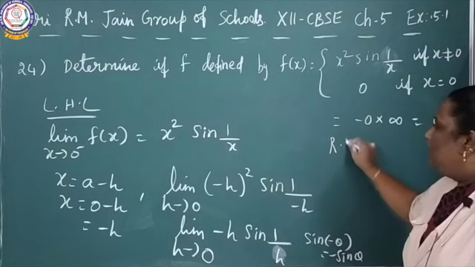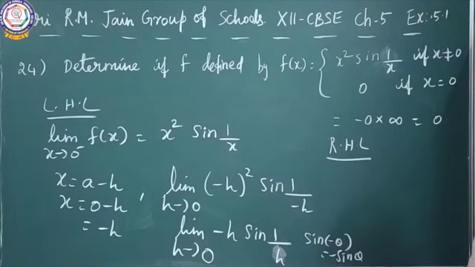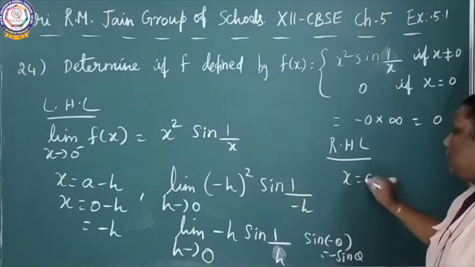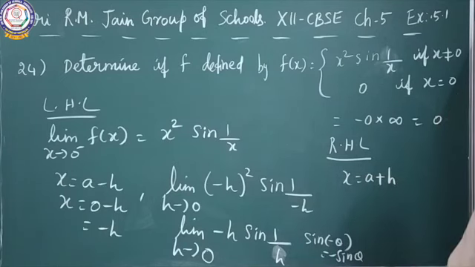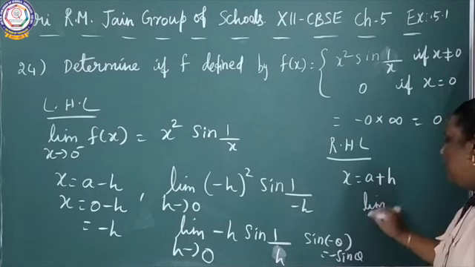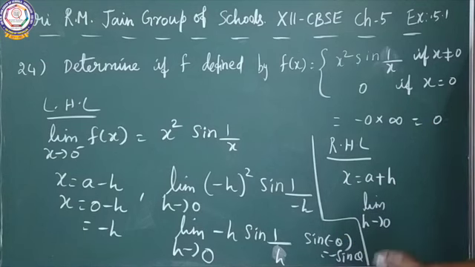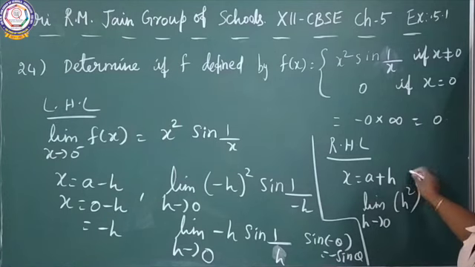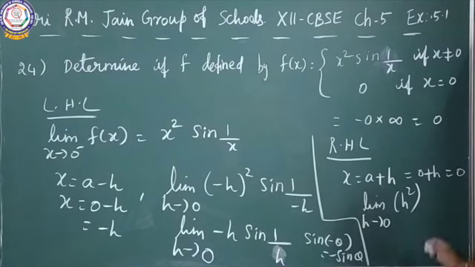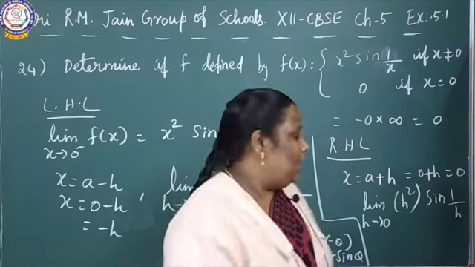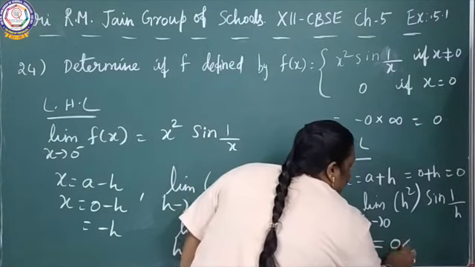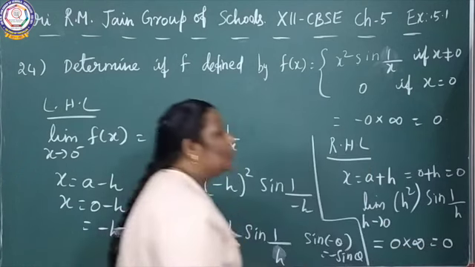Now you move on to the right hand limit. Right hand limit, the same thing. X equal to, you replaced by what? A plus h. Limit h tends to 0, h square, because a plus 0, it gives 0 plus h equal to h, h square sine of 1 by h. It gives 0 into infinity, the value equal to 0.